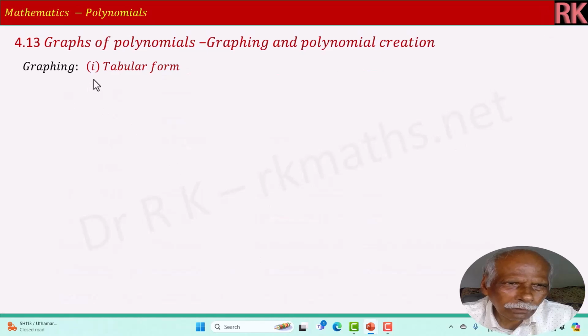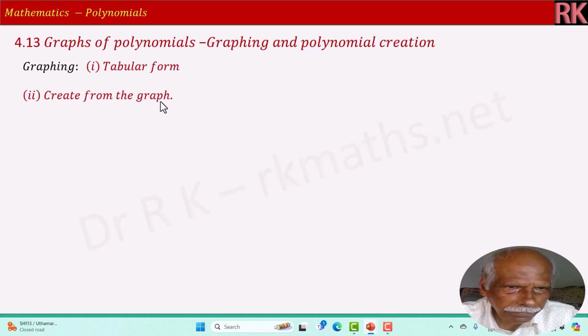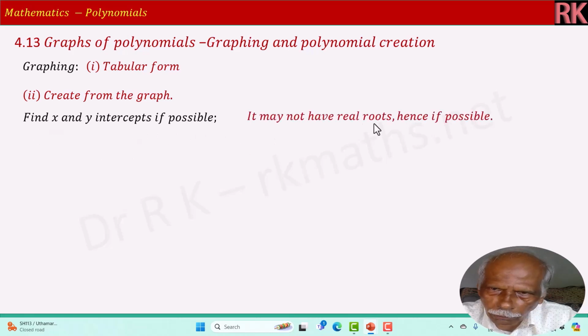There are two ways. One is tabular form: you find out the values x and y and plot it. The other one is to create it from the graph. Find x and y intercepts if possible. It may not have real roots, hence "if possible" I have written. Sometimes x-intercepts may not be possible.